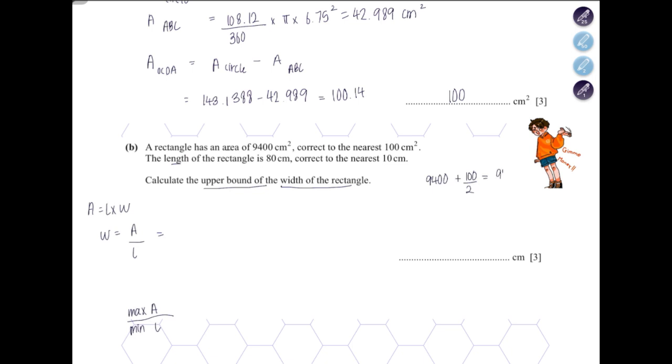So to calculate the maximum area, 9400 plus 100 divided by 2. Now to find the minimum length, 80 minus 10 divided by 2. Since they told us nearest 100 and nearest 10, make sure to divide by 2. So that would be 9450 divided by 75, which is going to be 126 centimeters.